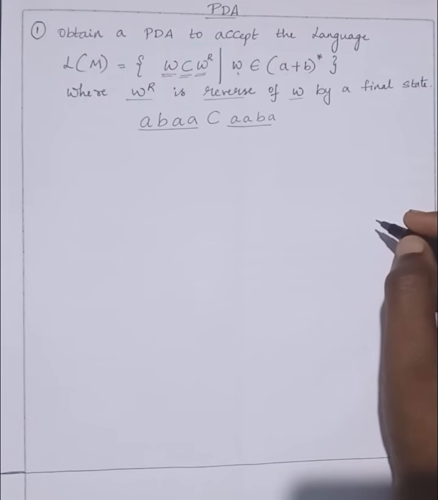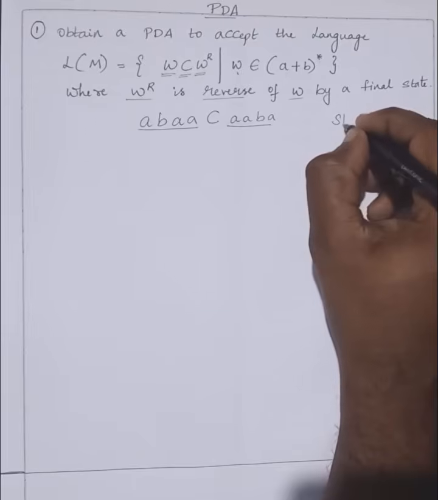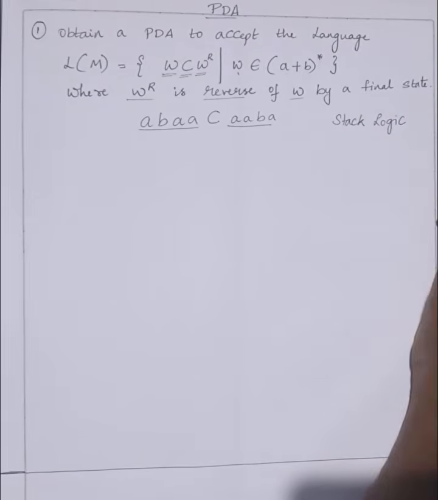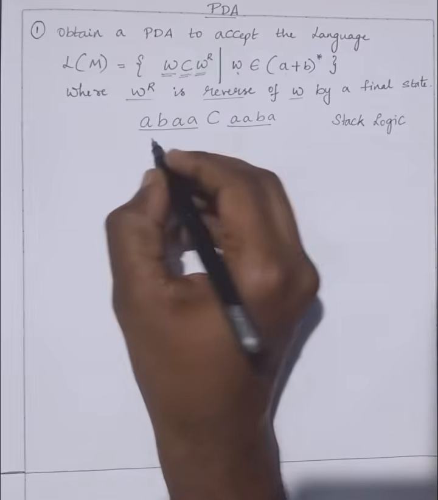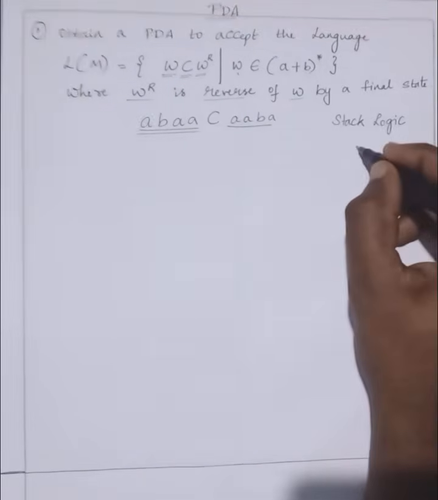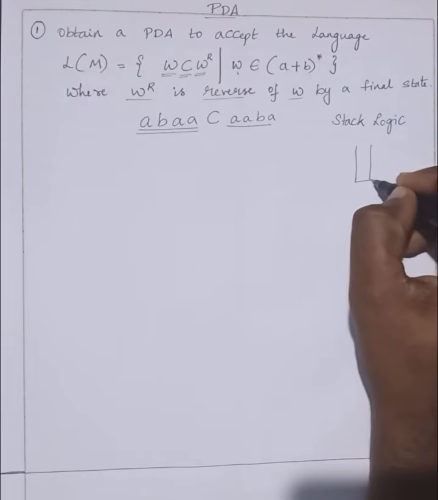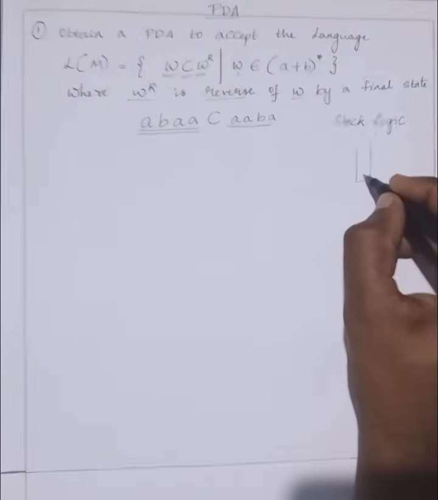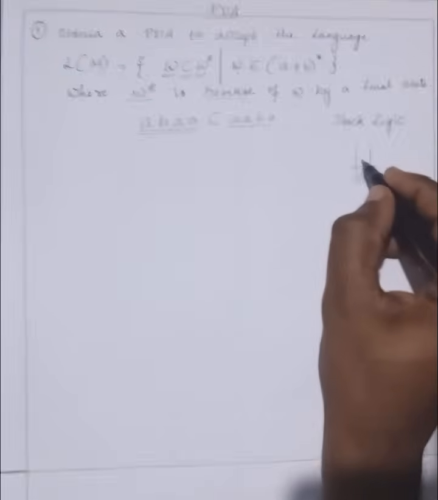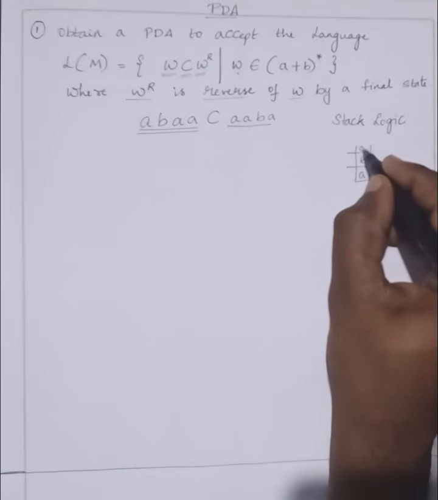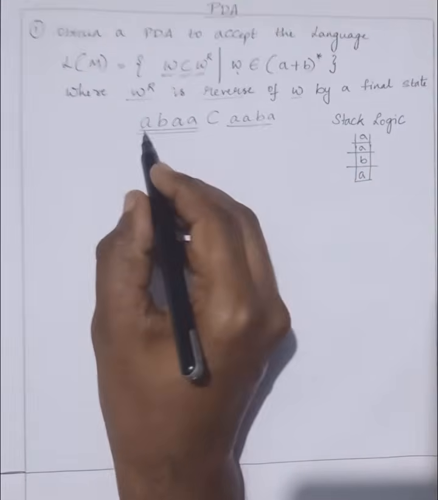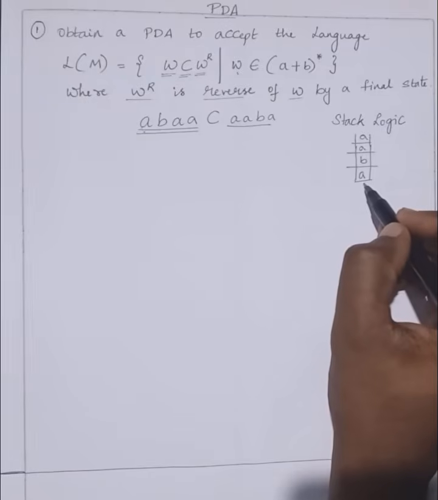So how are we going to do it? We are going to use stack logic for this pushdown automata. We push the first part of the input into the stack. For example, in the given example you have A, B, A, A. We push the A, it goes to the top of the stack. Then we push the second, B, that goes on top. Again the third A, again the fourth A. Whenever we see the first part of the input, we push it into the stack.